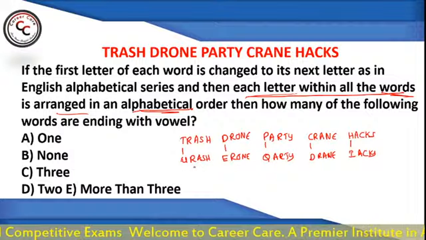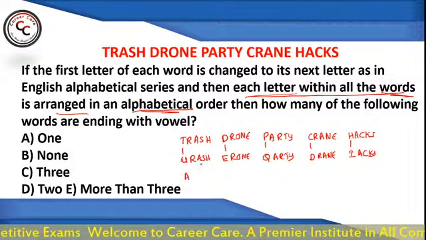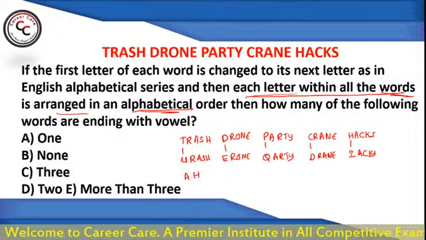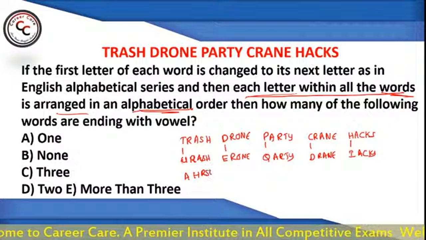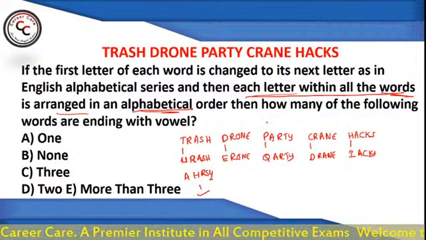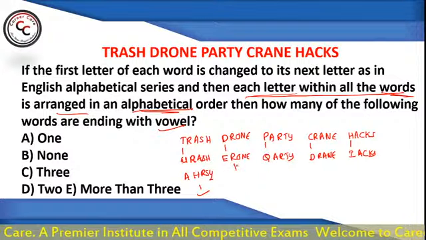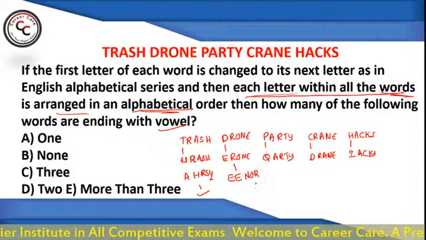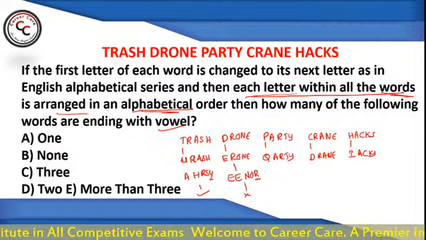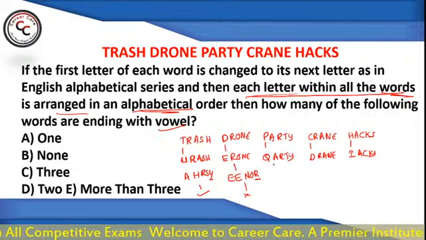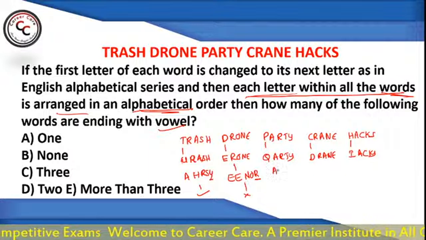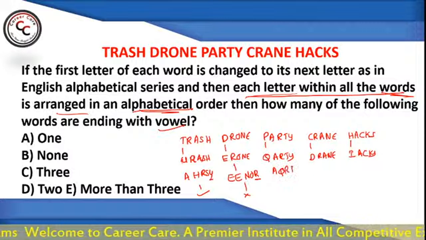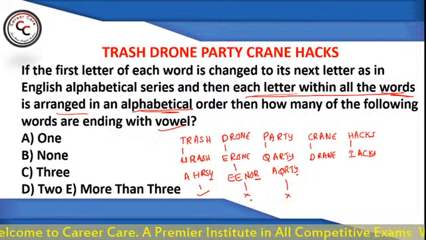Let's see. So this particular word will be transformed like this: A, B, C, D, E, F, G, H, I, J, K, L, M, N, O, P, Q, R, S, U. So this is a word which is ending with a vowel, called U. Then if I go with Eron, you have double E, N, O, R. So R is not a vowel. Skip. Similarly, QERTY, A, P, Q, R, T, Y. Is Y a vowel? No.